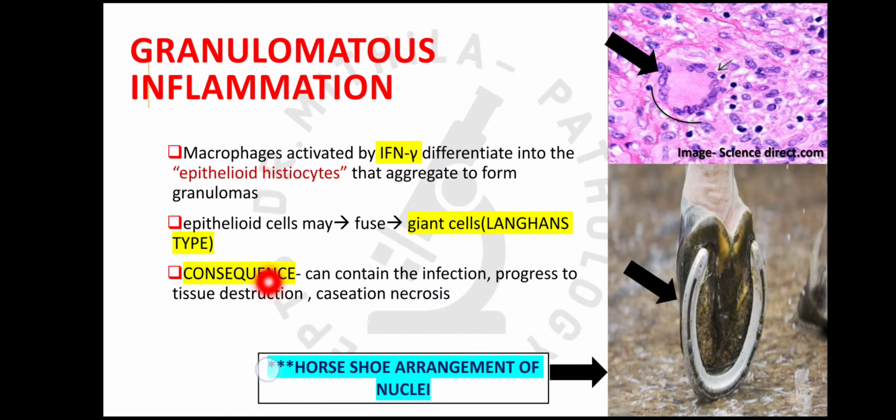Now the purpose of this granuloma is that it contains the infection, but also at the cost of destruction of the parenchyma of the lung, and caseation necrosis can also be seen. So you have to remember how this granuloma is formed. This interferon gamma plays a very important role in the granuloma formation, and what is Langerhans giant cell, and for what purpose this granuloma is formed. And you always have to remember that the nuclear arrangement in Langerhans giant cell is the horseshoe shape pattern.